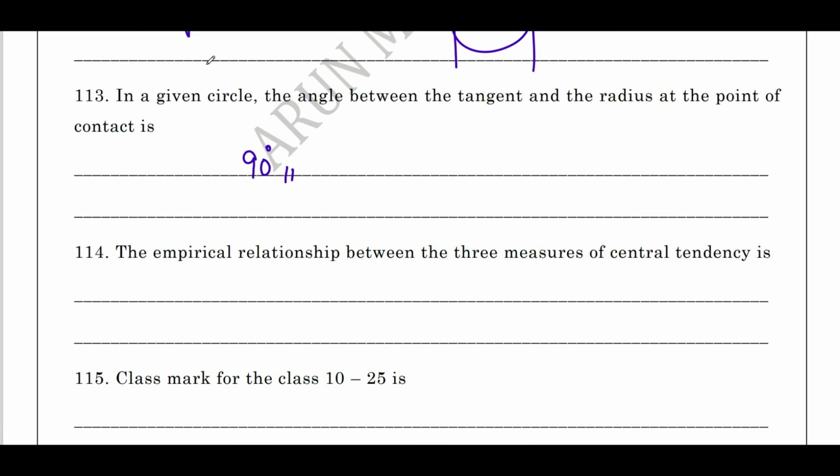The empirical relation between the three measures of central tendency: 3 median equals mode plus 2 mean, is the relationship between mean, median and mode. 3 times median equals mode plus 2 times mean.